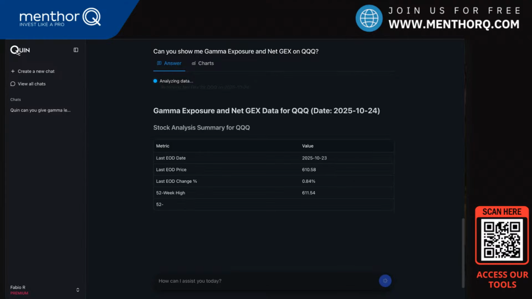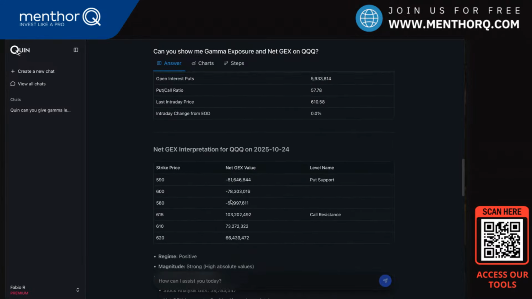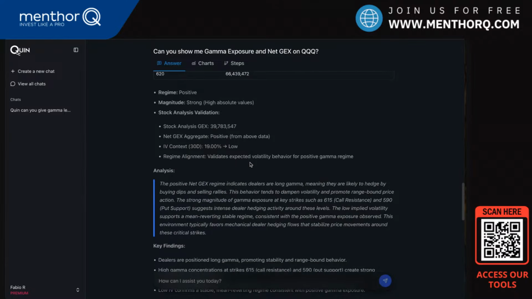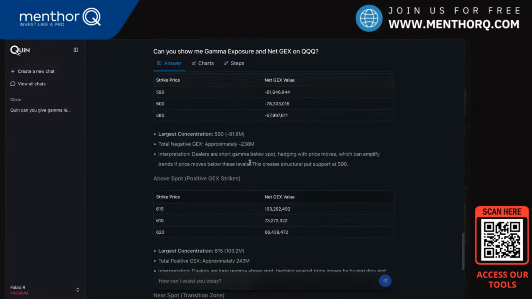We can look at news. We can look at different models, Q-score models, all of this kind of stuff. So Queen is going to allow you to do research very fast to prepare for the day, and then, of course, apply the MenthorQ data directly onto your chart. What you see here is our top JAX strikes. Here we have our put support, call resistance, some negative JAX, positive JAX. We have an explanation, we have an analysis here. A lot of really nice information.